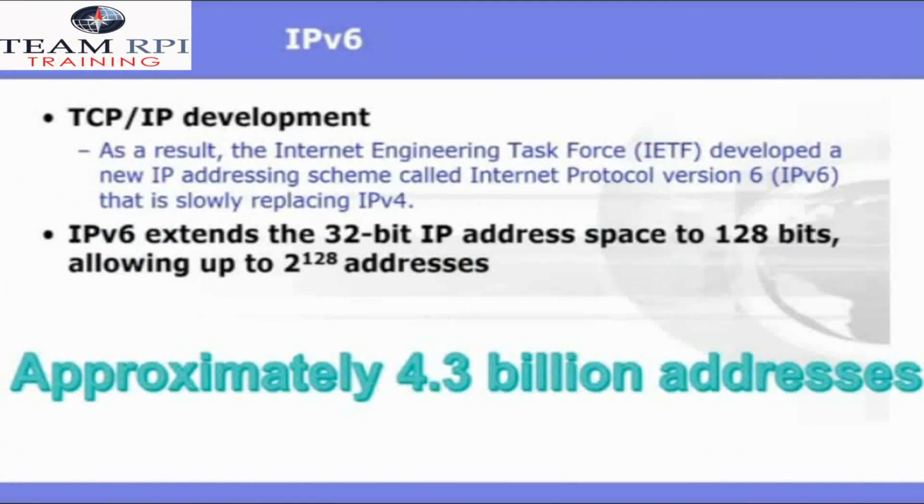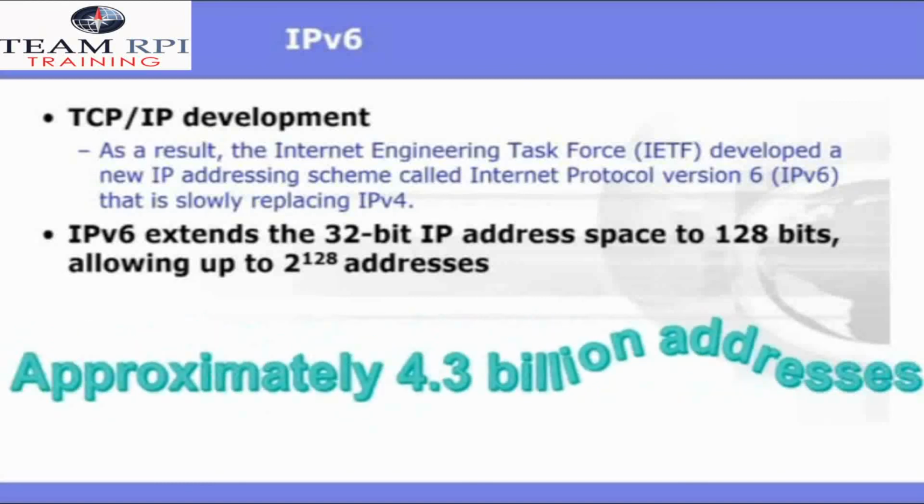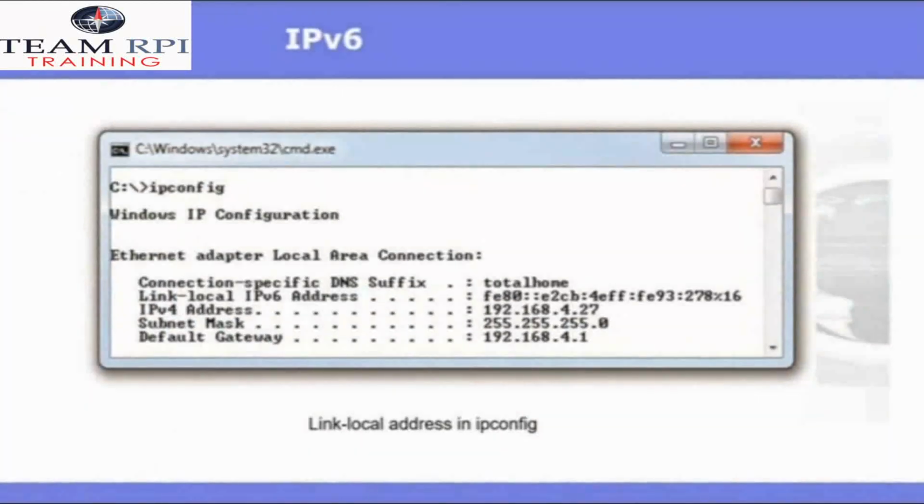The IPv6 standard changes the classic 32-bit IP address space to 128 bits. That's 2 to the 128th possible addresses, or for those of you really good at math, approximately 4.3 billion. Here's a look at what an IPv6 address looks like. You see, we've moved from the classic dotted decimal notation, where we see 192.168.4.27, into hexadecimal notation separated by colons.